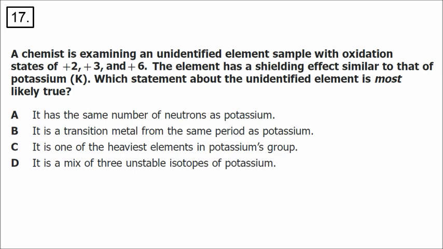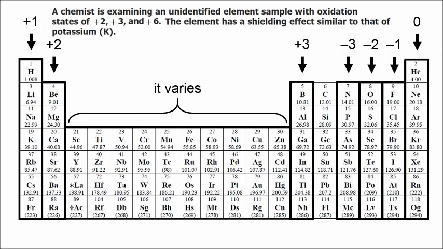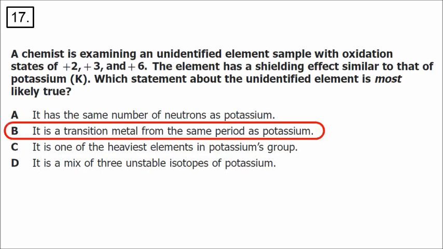Number 17, if there is an oxidation state of +2, +3, and +6 for a particular element, it will not be in group 1 or group 2 or group 13. It should be a metal somewhere in the middle of the periodic table. Those are called the transition metals, and their charge can vary. So the correct answer is B. It is a transition metal from the same period as potassium.